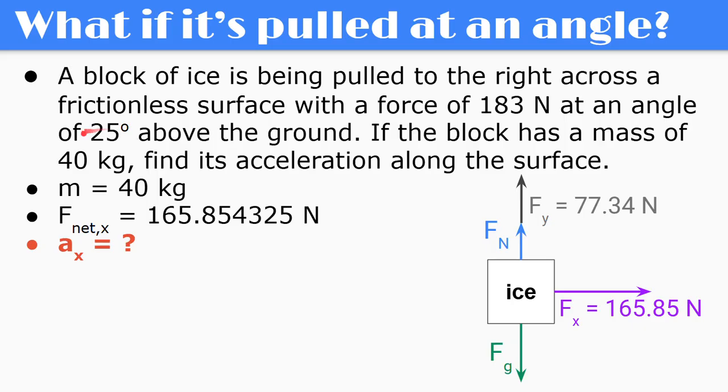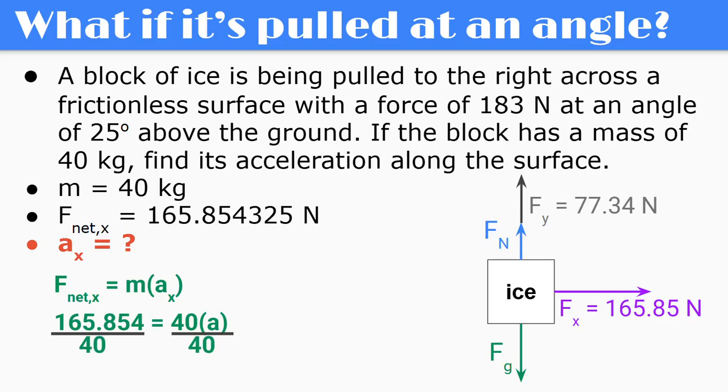All right, so here's my mass, here's my net force with all the decimals, or at least more of the decimals, so we can solve for a. F net x equals m times ax. Plug in, that's 165.854 equals 40 times a. If I want to solve for a, I'm going to divide both sides by 40. 165.854325 divided by 40 gives me an acceleration of 4.146 meters per second squared.